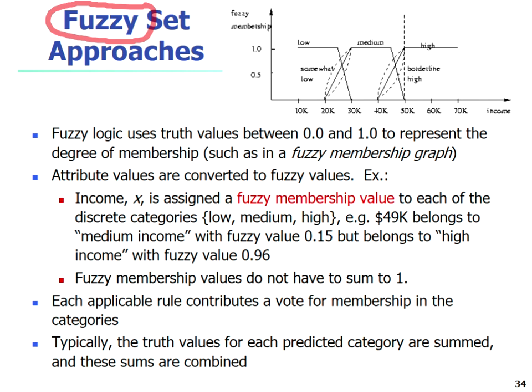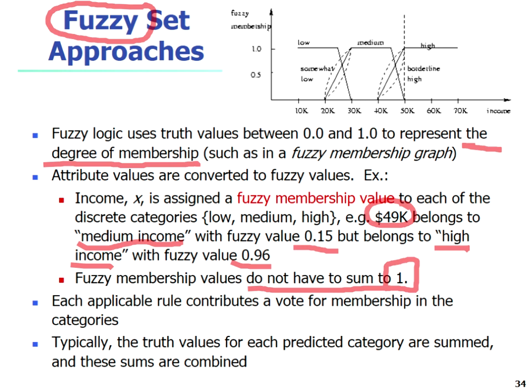Other classification methods are fuzzy set approaches. Why do we say that it is fuzzy? Fuzzy logic uses truth values between 0 and 1 to represent the degree of membership. So here we talk about degree of membership, such as in a fuzzy membership graph. So attribute values are converted to fuzzy values. For example, income X is assigned a fuzzy membership value to each of the discrete categories low, medium, high. For example, here this value belongs to medium income and also belongs to high income.